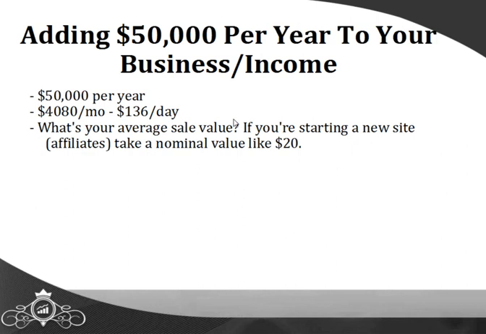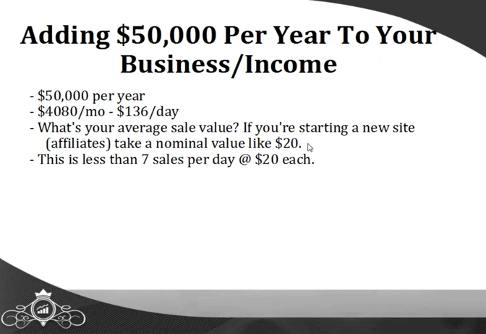If you're looking to start a new site and you're not making sales currently, take a nominal value. So take something like $20, just a standard kind of affiliate commission that you might earn promoting a product on ClickBank. The calculation that you do, and the question we want to answer is, according to those average numbers, how many sales would we have to make to earn our $50,000 a year?